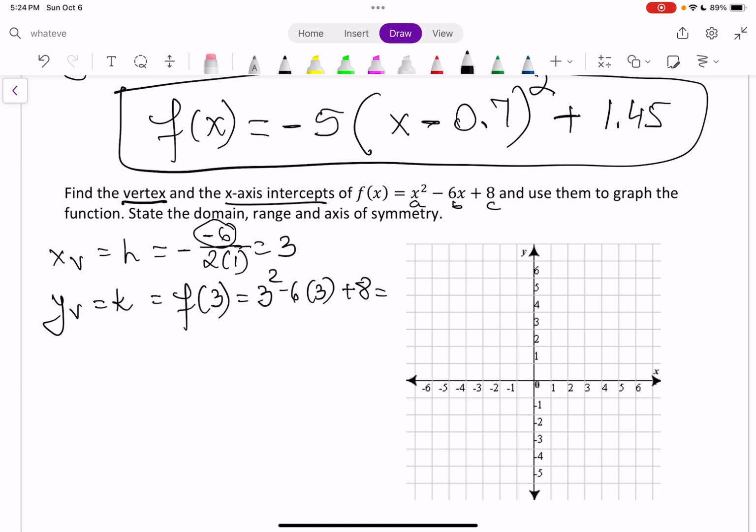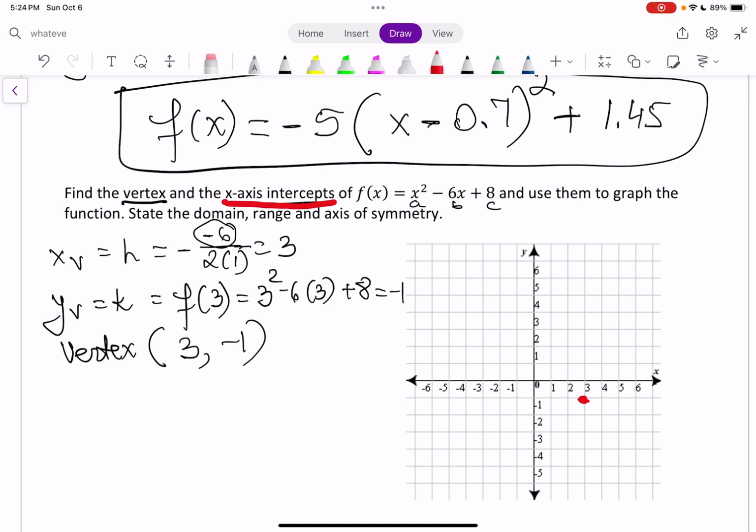So that's going to be a negative 1. So far I know that the vertex has coordinates 3, negative 1. There you go. I could immediately just go on and graph it, but I'm just going to find the x-axis intercept.